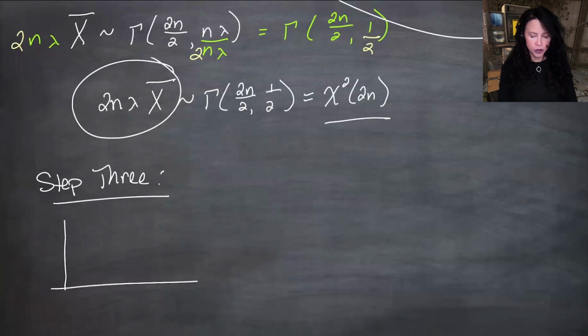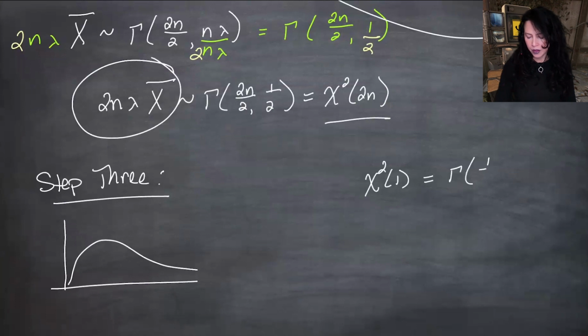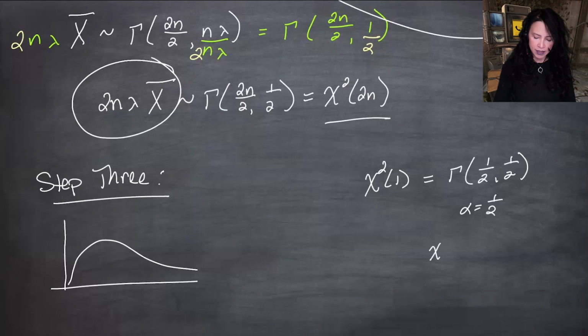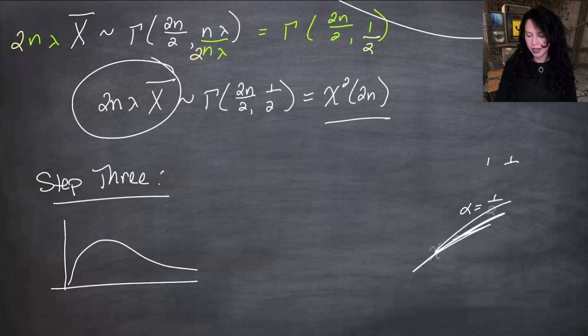A chi-squared distribution, depending on the degrees of freedom, probably looks something like this. It definitely doesn't, if we're talking about a chi-squared 1, that is gamma 1/2, 1/2. And if alpha equals 1/2 for the gamma distribution, where the PDF has x to the alpha minus 1, we're going to get x to a negative power, and we're going to get an asymptote approaching the y-axis. I really don't care. I'm just trying to draw a PDF.